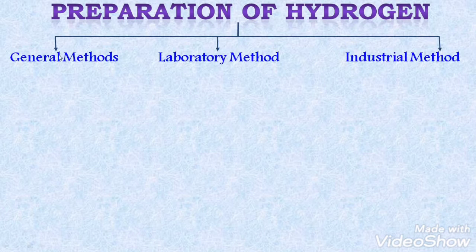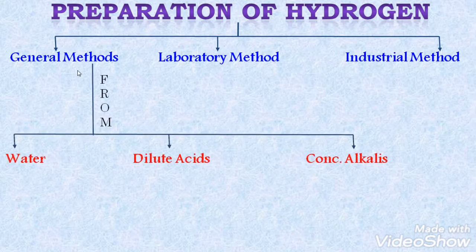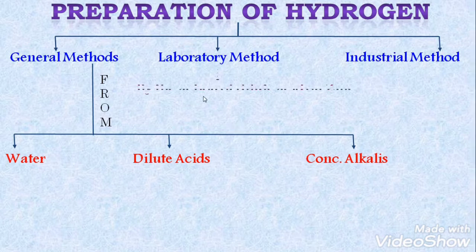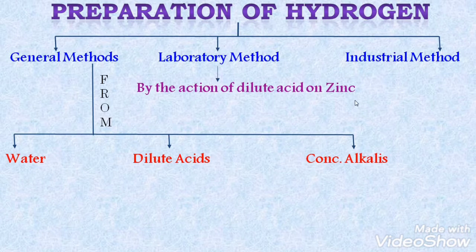When we talk about the methods of preparation of hydrogen, we will first know the different methods in the form of a flow diagram. We basically have three methods: the general method, the laboratory method, and the industrial method. Under the general method, we will be learning the preparation of hydrogen from water, from dilute acids, and from concentrated alkalis. In the lab, hydrogen is prepared by the action of dilute acid on zinc.